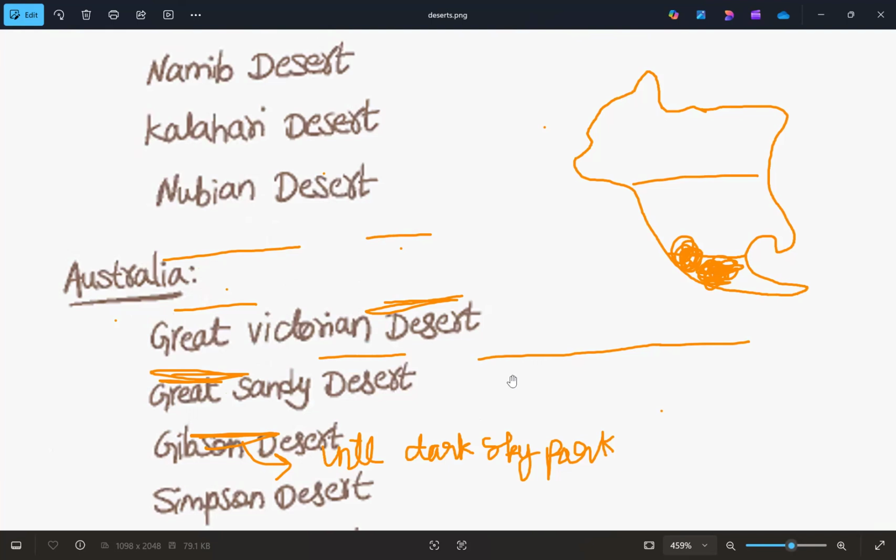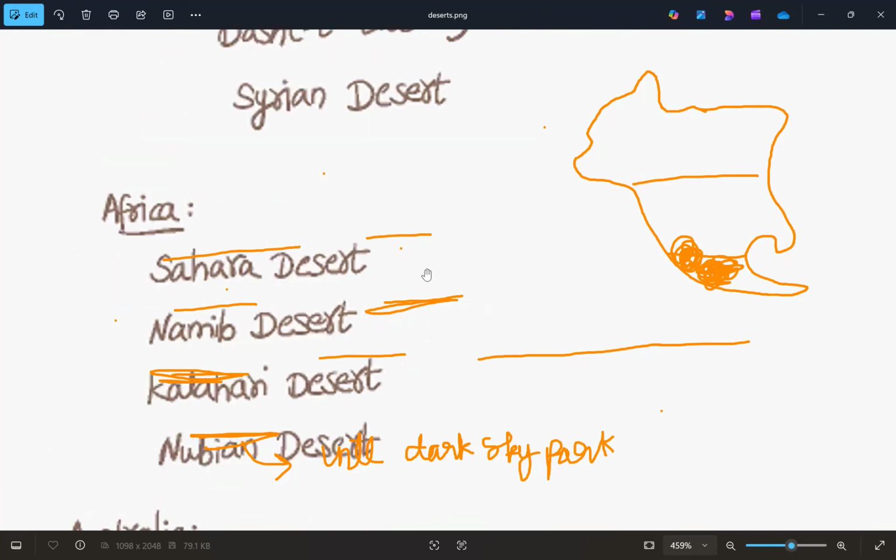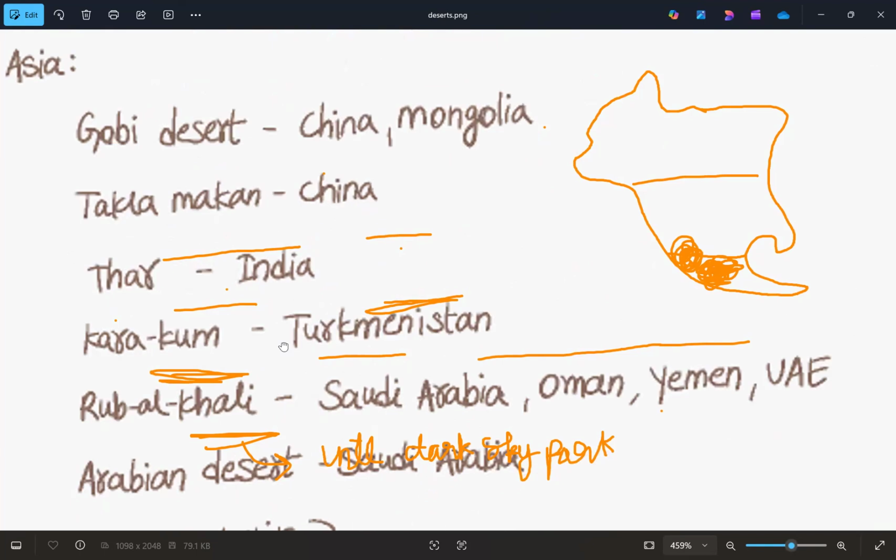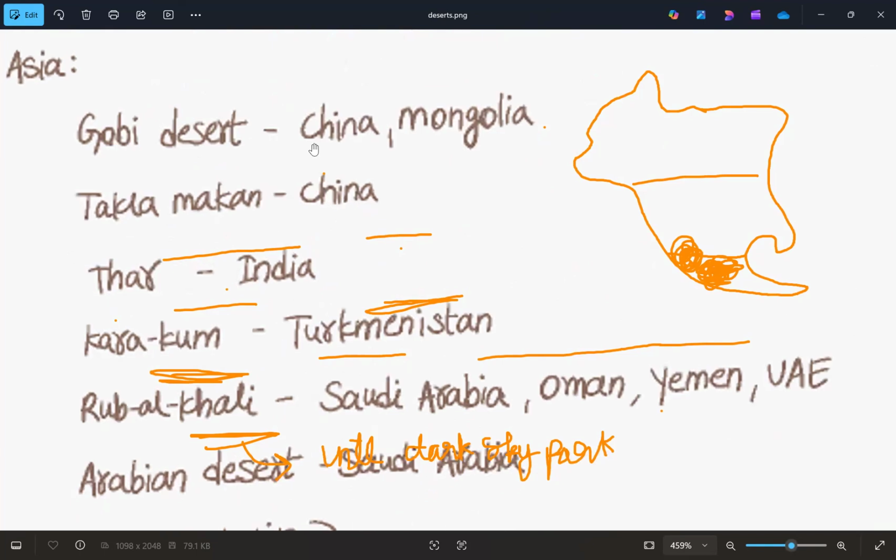We'll go through the superlatives of desert. The largest desert is Antarctica Desert, which is also the largest polar desert. Whereas the largest hot desert is Sahara Desert, and it is the 3rd largest desert in the world. And Gobi Desert, which is spread over China and Mongolia, is the largest non-polar cold desert. So these are the superlatives related to deserts of the world.